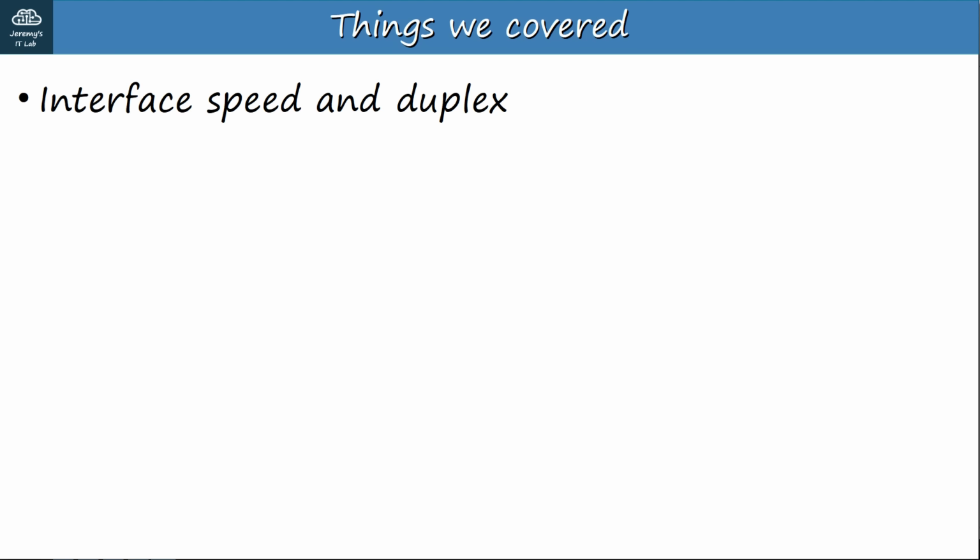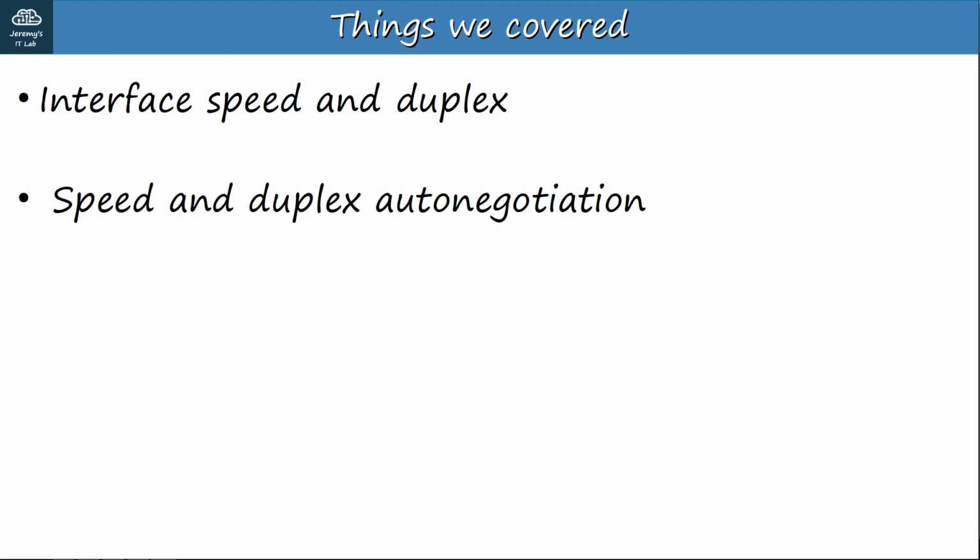Before moving on to today's quiz, let's review what we covered. We talked about interface speed and duplex. I explained the concepts of full and half duplex. Full duplex is preferred, and in most modern networks, all devices will be able to operate in full duplex, so they can send data freely without waiting for other devices to stop sending.